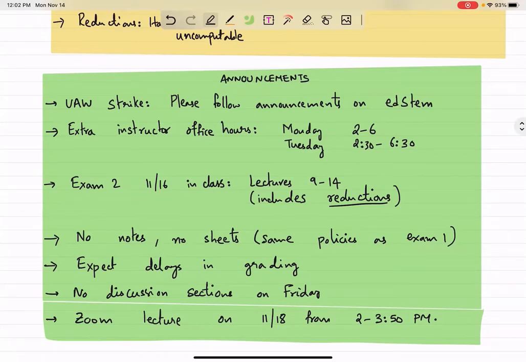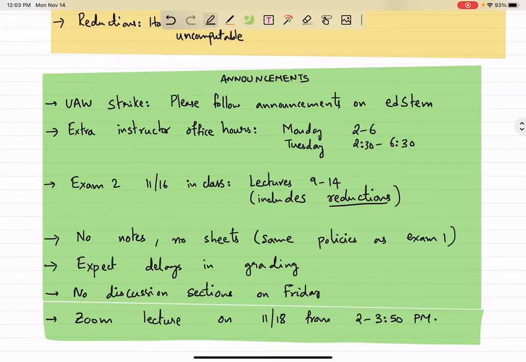And it covers lectures 9, 10, 11, 12, 13, 14. So 6 lectures. It includes reductions. A couple of you asked, everything up to and including lecture 14. So all the things on homework 4, for instance, will be part of the exam, could be part of the exam.